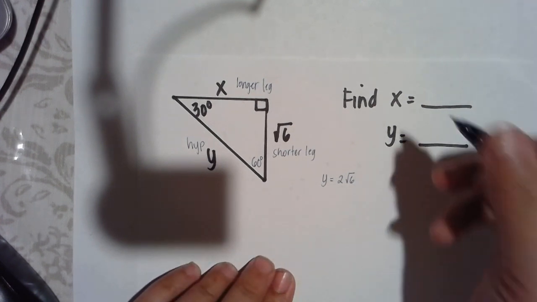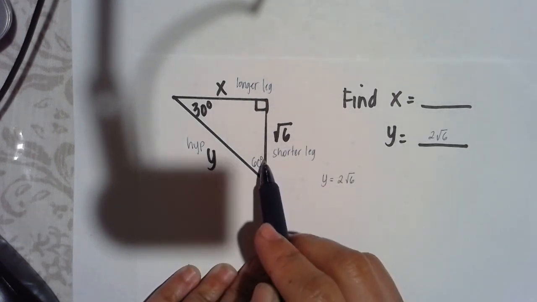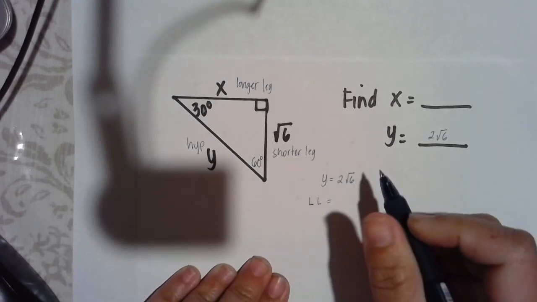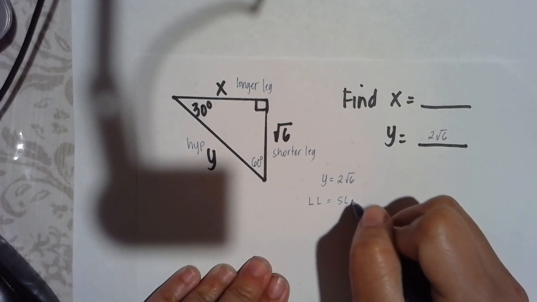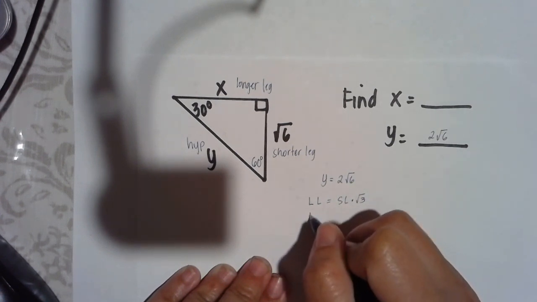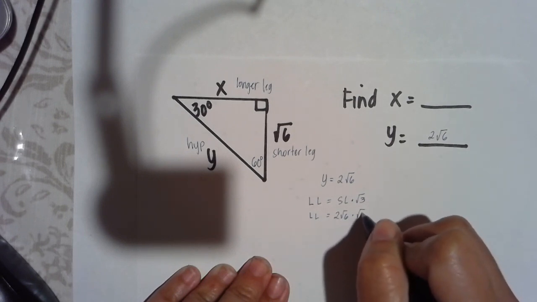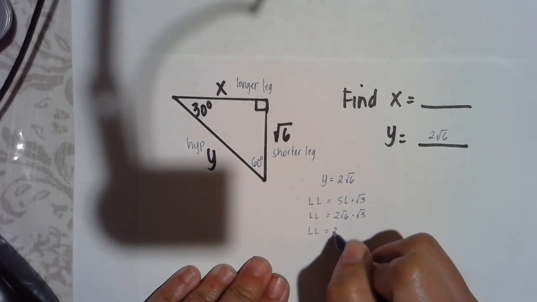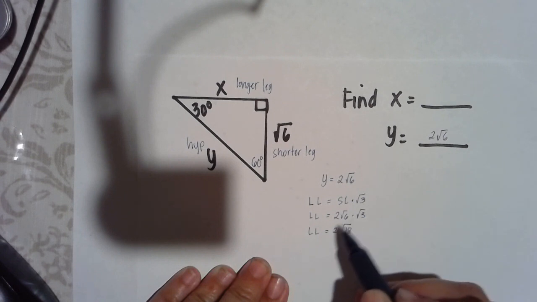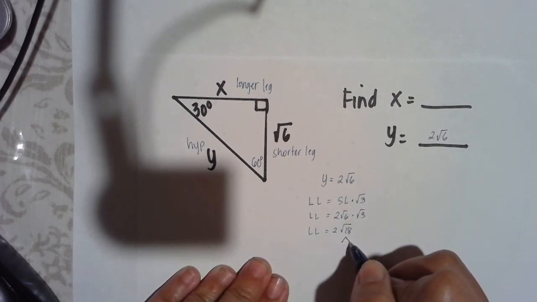So then, if y is 2 square root of 6, your x, or your longer leg, would be, so remember the formula, the longer leg can be obtained by multiplying the shorter leg by square root of 3. So if your longer leg is unknown and your shorter leg is 2 square root of 6, times square root of 3 will give you 2 square root of 18. Now, I know this is acceptable, but since 18 is still factorable, you need to keep going.